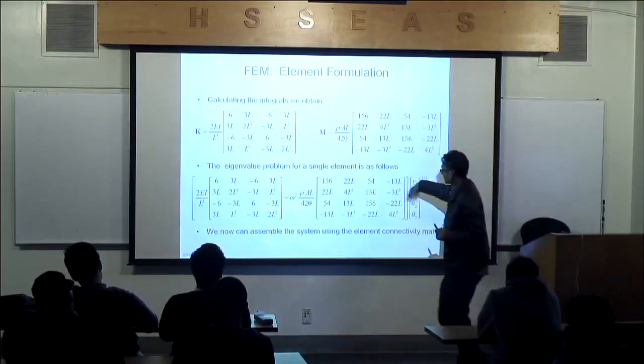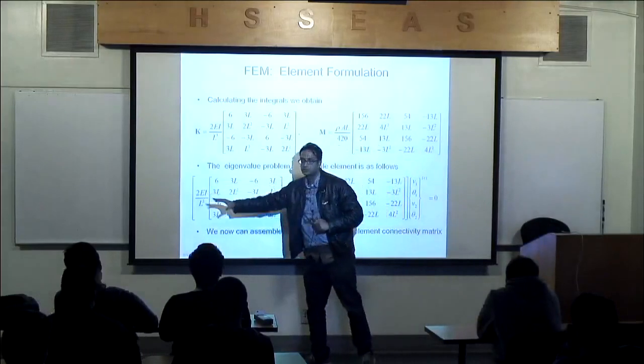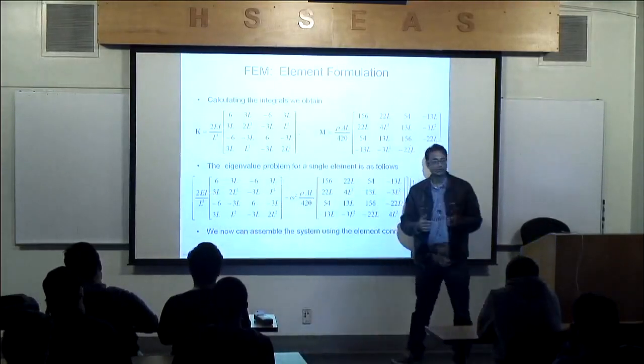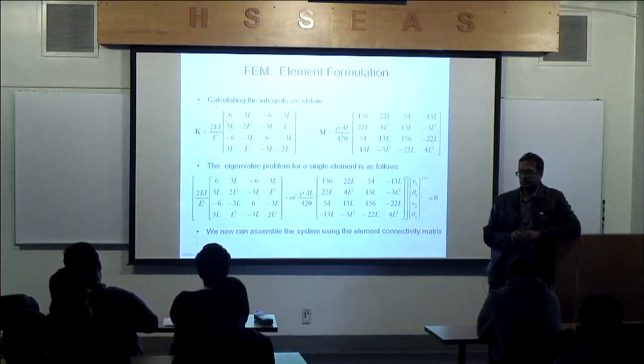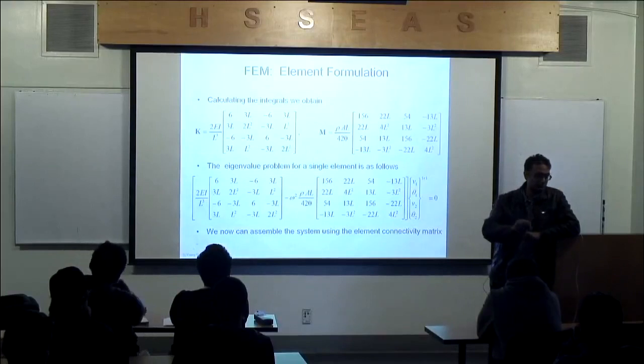Pretend all these are numbers. All these are numbers, except for omega squared. How do I find the eigenvalues of the system? I find the determinant, and then I can find the eigenvalues of the system. That's one approach, doing it by hand, right?